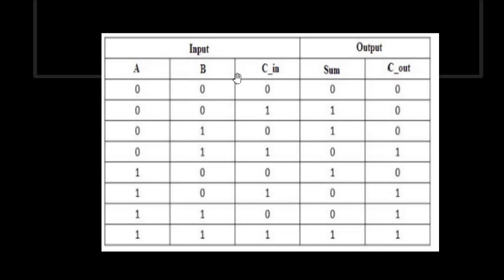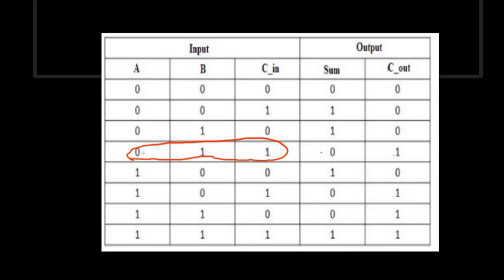Because we have 3 inputs, we can make 8 combinations. First 0 plus 0 plus 0, sum is 0, carry is 0. Then 0 plus 0 plus 1. So 0 plus 0 is 0, 0 plus 1, sum is 1, carry is 0. Same way for the next one. In this particular case we have 2 ones. So 0 plus 1 is 1, then 1 plus 1 is 0, carry 1.